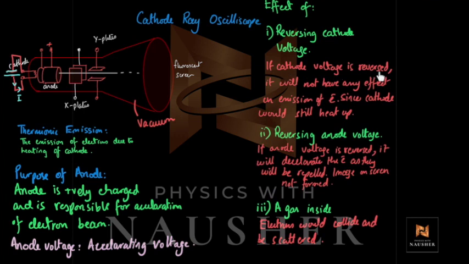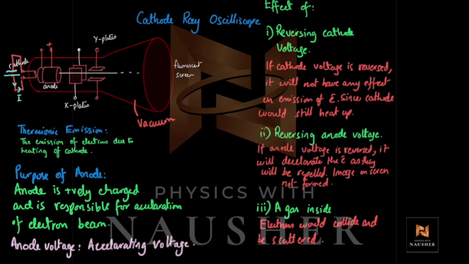The effect of reversing the cathode voltage: if the cathode voltage is reversed, it will not have any effect on the emission of electrons. No matter which way the current flows, it will not have any effect on the emission of electrons, since the cathode would still heat up.